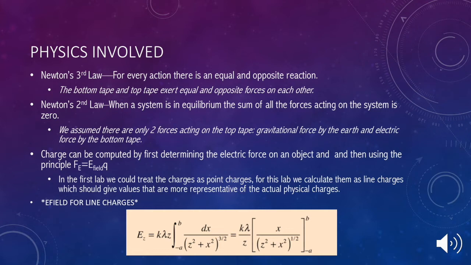We can then determine gravitational force by multiplying the mass of the top tape by Earth's gravitational constant. We then set that equal to the magnitude of the electric force. Using the equation that electric force is equal to the electric field of the bottom tape acting on the top tape, multiplied by the charge of the top tape, we can do some manipulation of the equation to solve for the charges of the tapes, which, as stated in Newton's third law, should have the same magnitude as they are a reaction pair. In this lab, we'll be using a more advanced equation to calculate the charges as line charges versus point charges, and this equation is listed here.